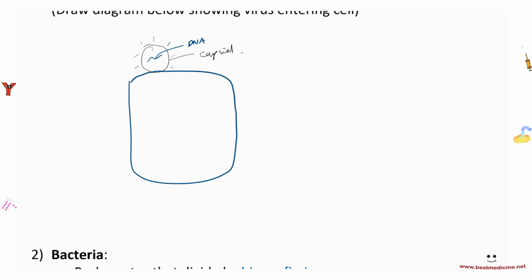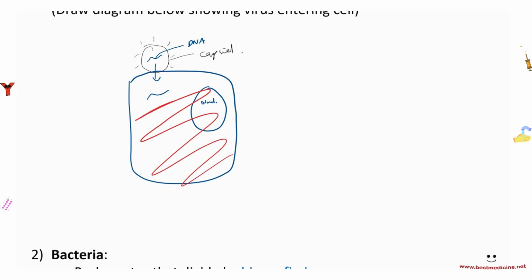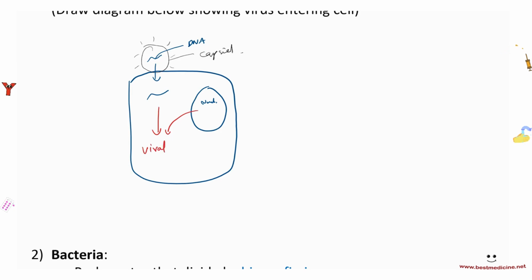And on top of it, you've got the attachment proteins. So as soon as the virus attaches to a particular cell, it injects its DNA or RNA, the genetic material, into the cell, right? So the cell would have a nucleus as well. Once this genetic material goes into the cell, it essentially hijacks the cell's ability to make proteins. So now the cell is hijacked, and it's going to start making viral proteins, right? Instead of making normal proteins, it's going to start making viral proteins.